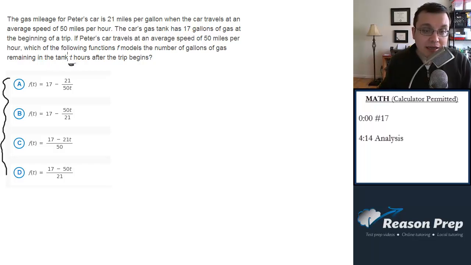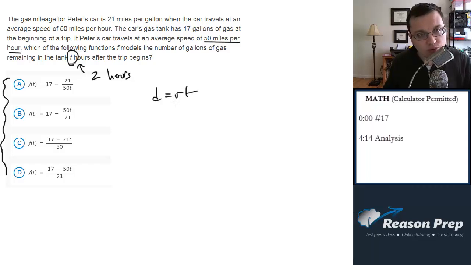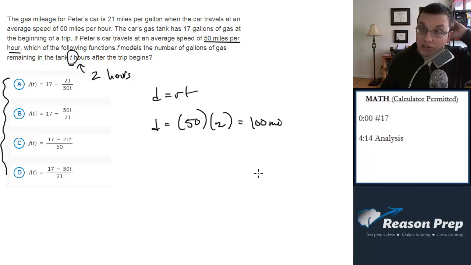So let's pick a T here. Let's say 2 hours. We want to know which of these expressions represents the amount of gas left over. Well, let's find out how much gas he has left over. If he's traveling for 2 hours at a speed of 50 miles per hour, then D equals RT, where D is distance, R is rate or speed, and T is time, will tell us that he goes 50 miles per hour for 2 hours, or 100 miles total.